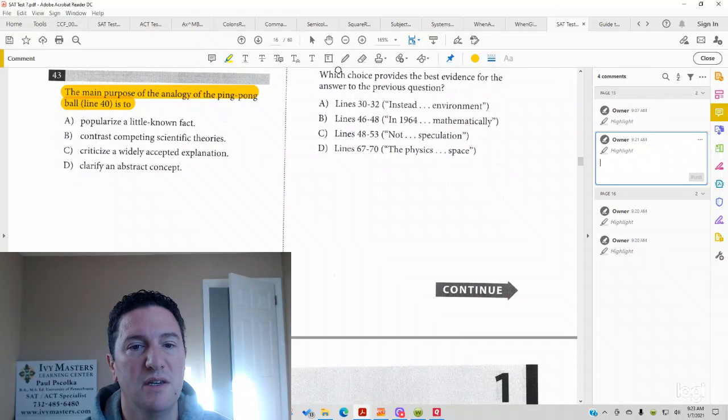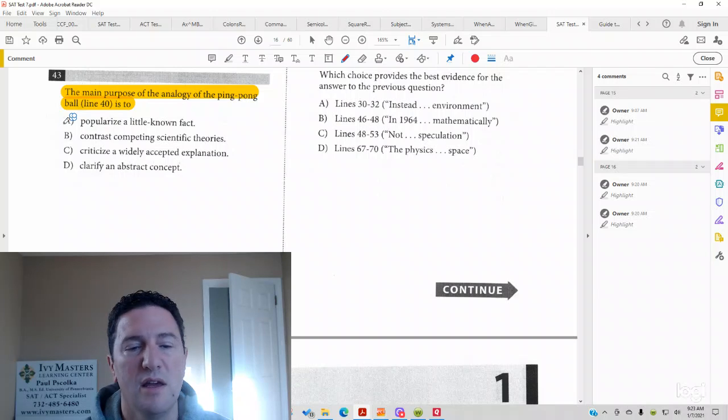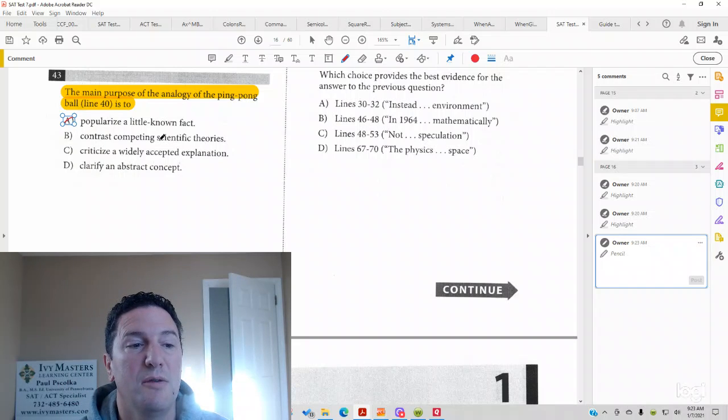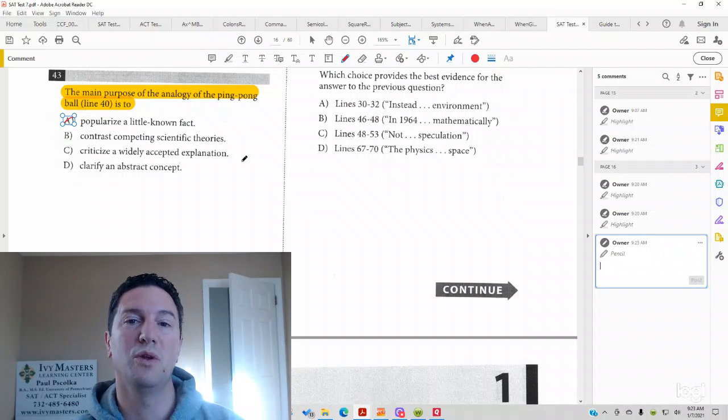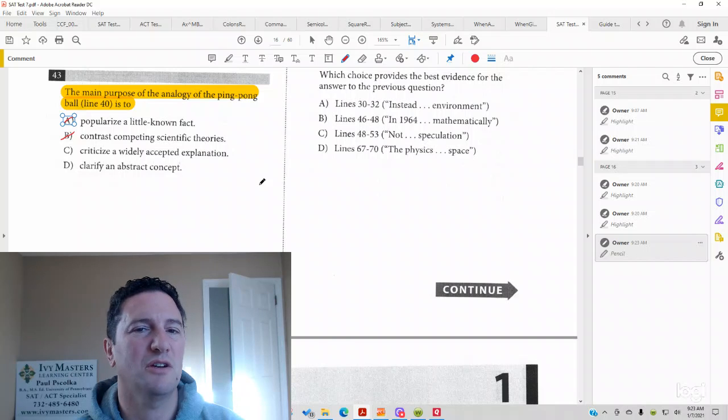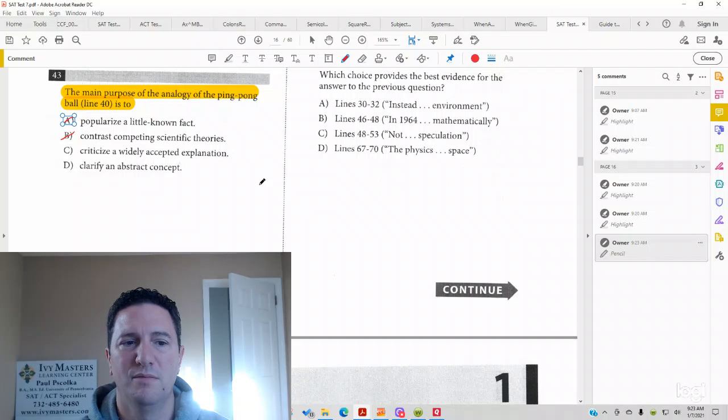So if we look at our answer choices here, answer choice A, to popularize a little known fact. There's nothing that says that not many people know about this concept of the Higgs field, and now we want everyone to know about it. Now that might be true, but it's not how it's used here. Answer choice B, contrast competing scientific theories. We didn't see the introduction of any other scientific theory there. Physicists did have their idea of physics at that time, and Higgs was groundbreaking, but we don't see different scientific theories presented there.